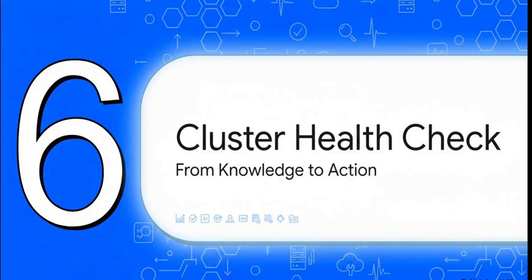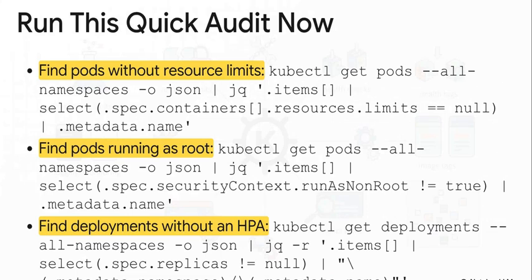Okay, we've covered a lot of theory. Now let's turn all of that knowledge into action. Here is a quick health check that you can run on your cluster literally right now. You can start fixing your cluster right now. This slide has 3 one-liner commands to find some of the biggest offenders we just talked about: pods without resource limits, pods running as root, and deployments that don't have an autoscaler. I really encourage you, pause this, copy these commands, and run them in your own environment. I think you might be surprised at what you find.